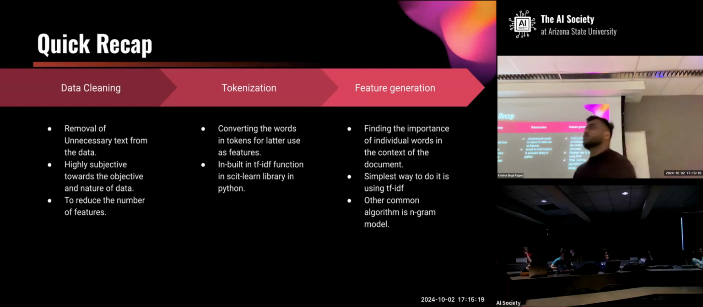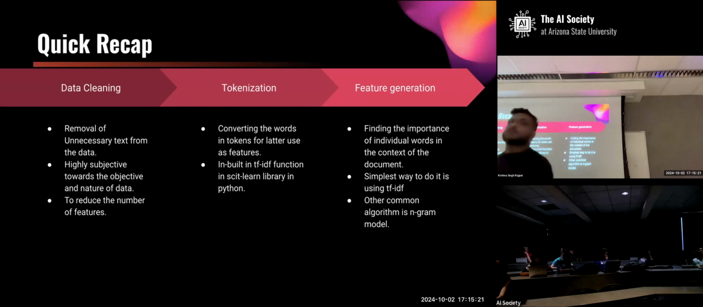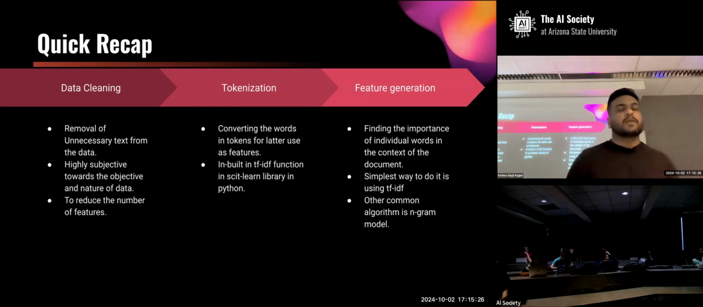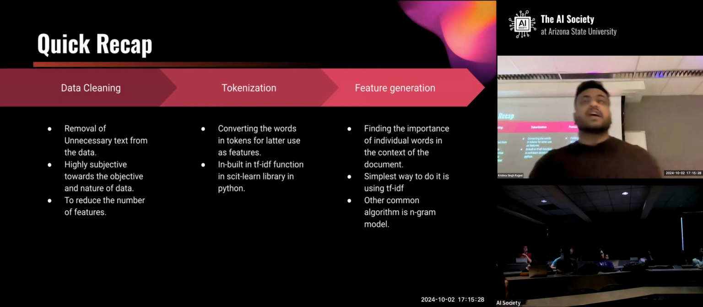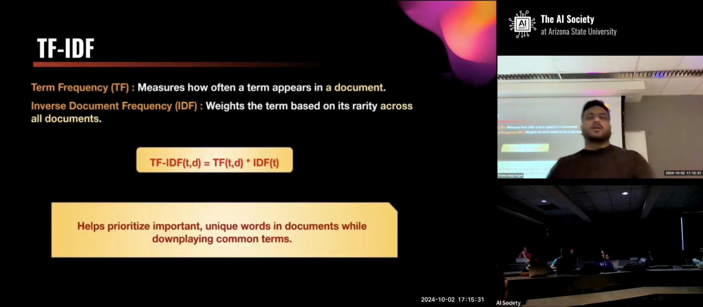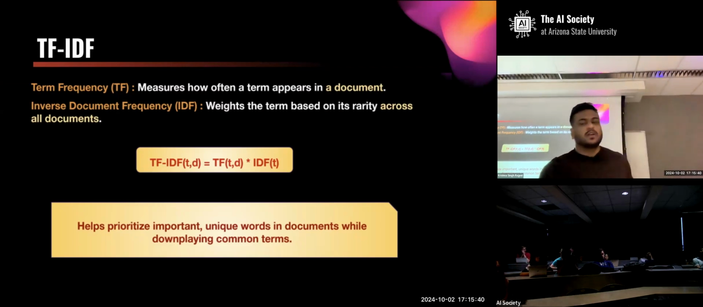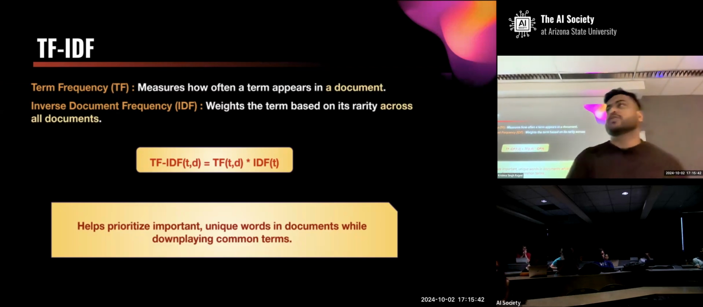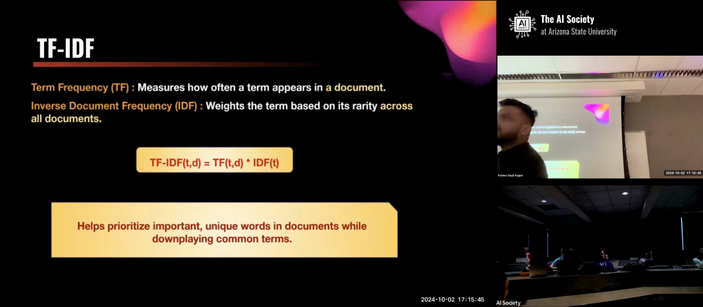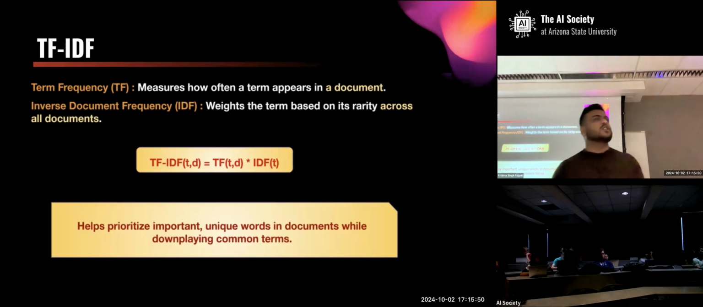And there are other ways to generate features as well. For example, this n-gram model, which is usually there in the LLM and all. So what is TF-IDF? Basically, we find the term frequency and the inverse document frequency, and then later on, after multiplying the two, we get a number, and we expect that that number would represent the importance of a particular word in a given context.